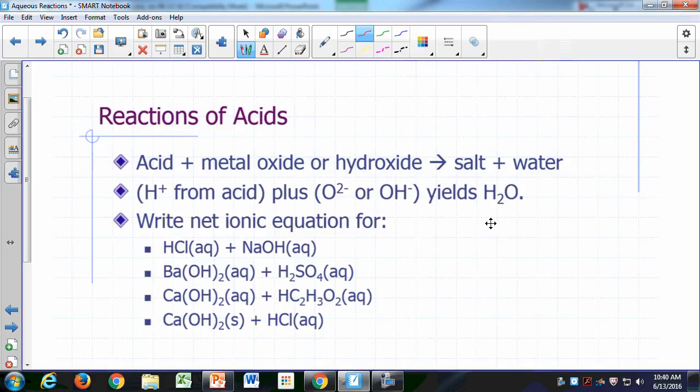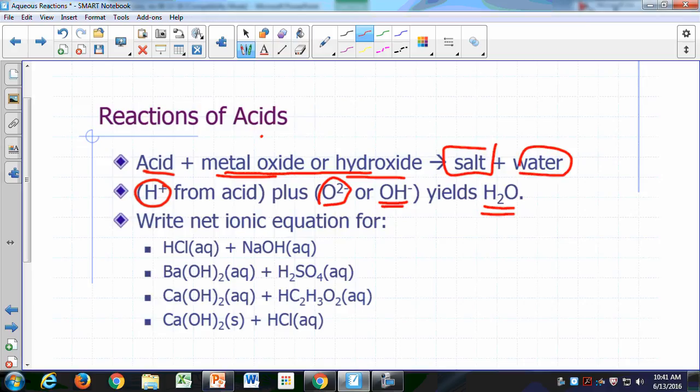So let's practice predicting and writing net ionic equations for reactions of acids. In this case, we're going to look at the reaction of an acid with a metal oxide or a metal hydroxide. As I have mentioned earlier, the oxide or the hydroxide can react with the H plus from the acid to give you water. Okay, so acid plus metal oxide or hydroxide will give you water, and the other product would be a salt. That would be the cation from the hydroxide and the anion from the acid.